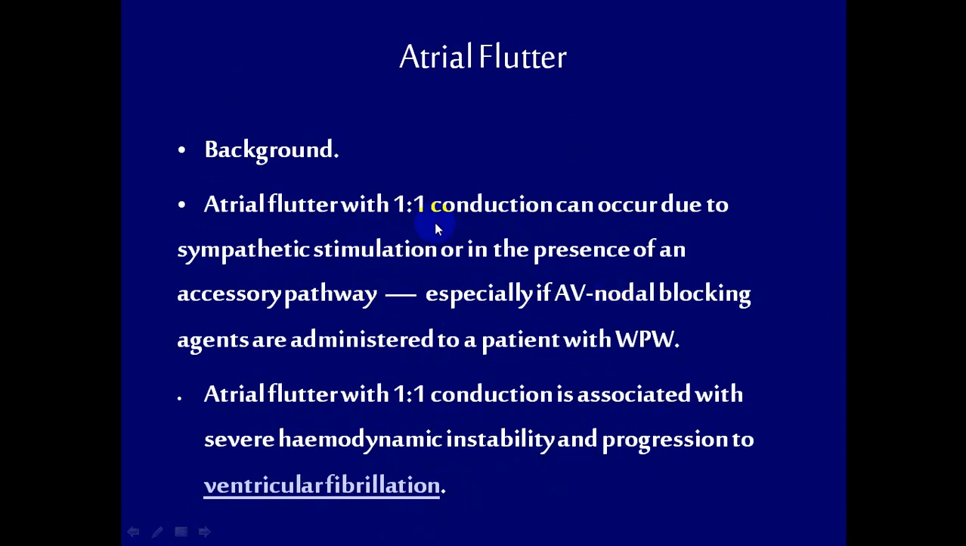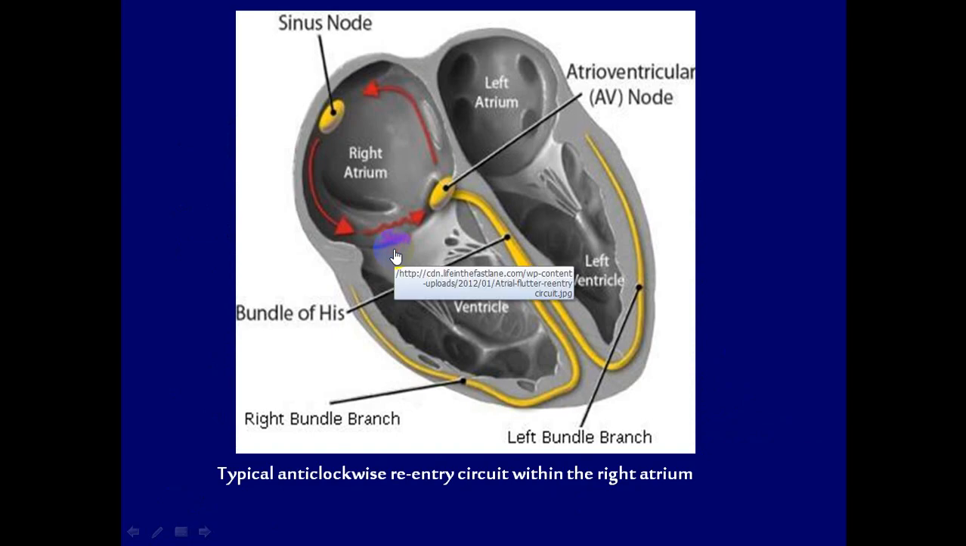Atrial flutter with one-to-one conduction can occur due to sympathetic stimulation or in the presence of an accessory pathway, like Wolff-Parkinson-White syndrome. It's serious hemodynamically, especially if AV nodal blocking agents are administered wrongly in patients with Wolff-Parkinson-White syndrome. Atrial flutter with one-to-one conduction is associated with severe hemodynamic instability and progression to ventricular fibrillation if it's not terminated. And this is what is called the right atrium, big.